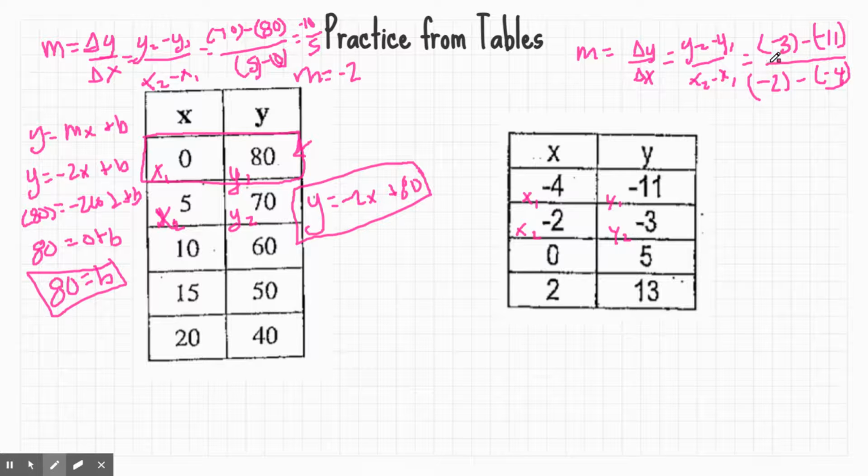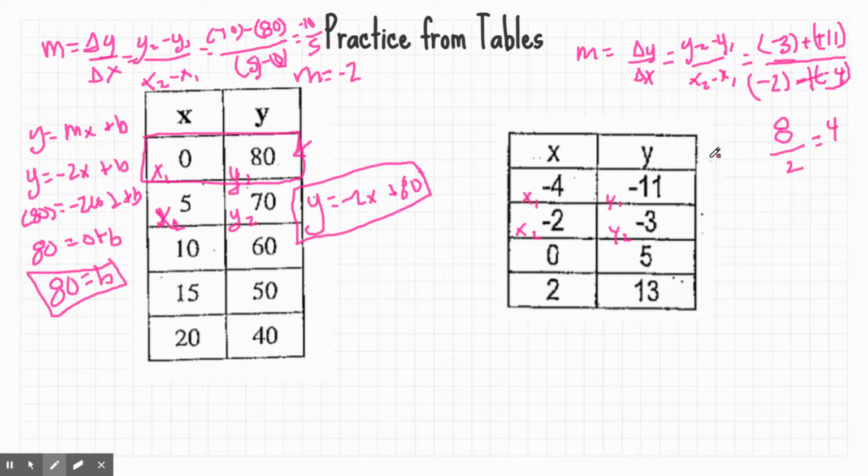Remember to use keep, change, change. So keep, change, change, or two negatives makes a positive. So -3 plus 11 is what we have here now. If I owe you $3, but I have 11 in my pocket, I'm going to have 8 at the end of the day. And then moving on to here, if I owe you $2, but I have 4 in my pockets, I'm going to have 2.